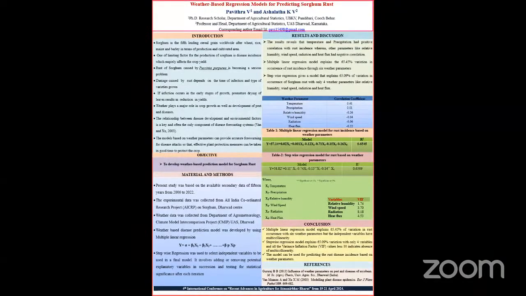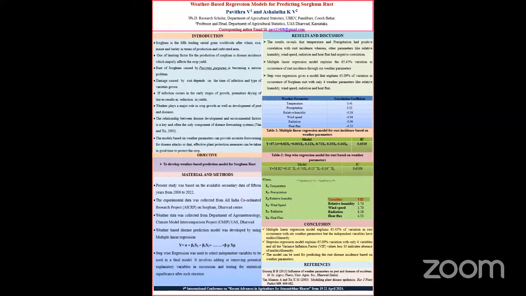Good afternoon, everyone. Myself, Pavitra. I'm a PhD scholar in the Department of Agricultural Statistics, UBKV, West Bengal. My topic is weather-based regression models for predicting sorghum rust. Sorghum is the fifth leading cereal grain worldwide after wheat, rice, maize, and barley in terms of area and production. One of the limiting factors for sorghum production is disease incidence. Rust of sorghum is caused by Puccinia purpurea, and the damage depends on the time of infection and the type of variety grown.